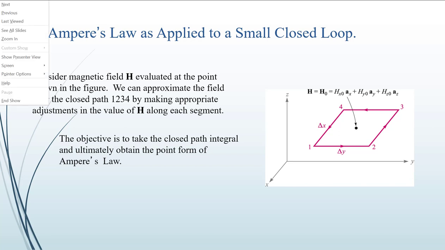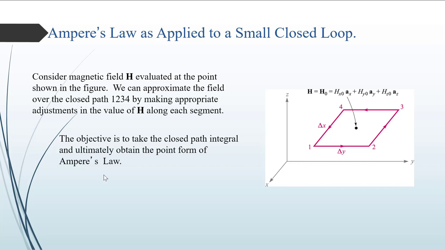Here the objective is to take the closed path integral of H dot dl and ultimately obtain the point form of Ampere's law. So we are going to circulate this H along this closed path, and we will apply Ampere's law, that is integration of H dot dl is equal to I, and we are going to obtain the point form of Ampere's law.